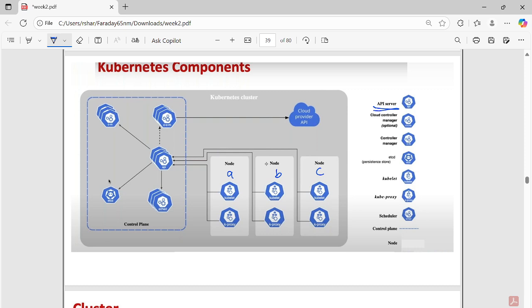A Kubernetes cluster will consist of a set of worker machines. The terminology we use is worker node or worker machine. That machine is going to run containerized applications, and each cluster should have at least one worker node. So assuming that this one is a master node, we have different terminologies here, the control plane.